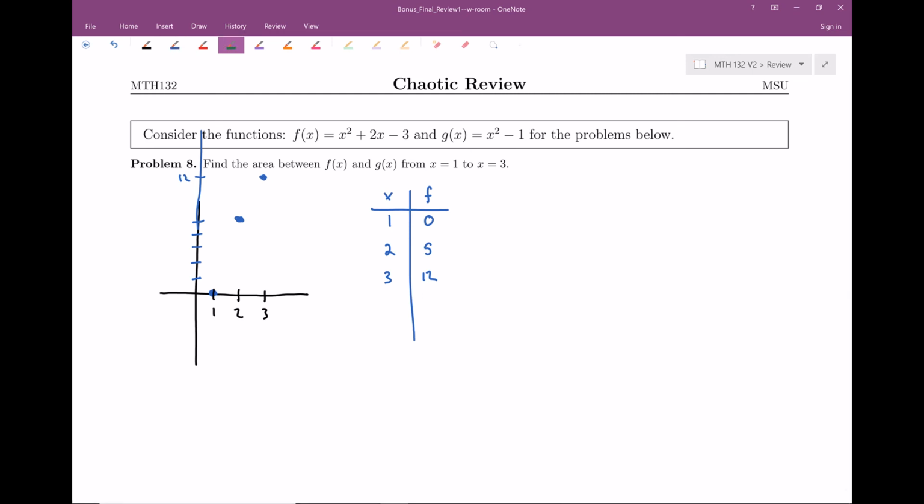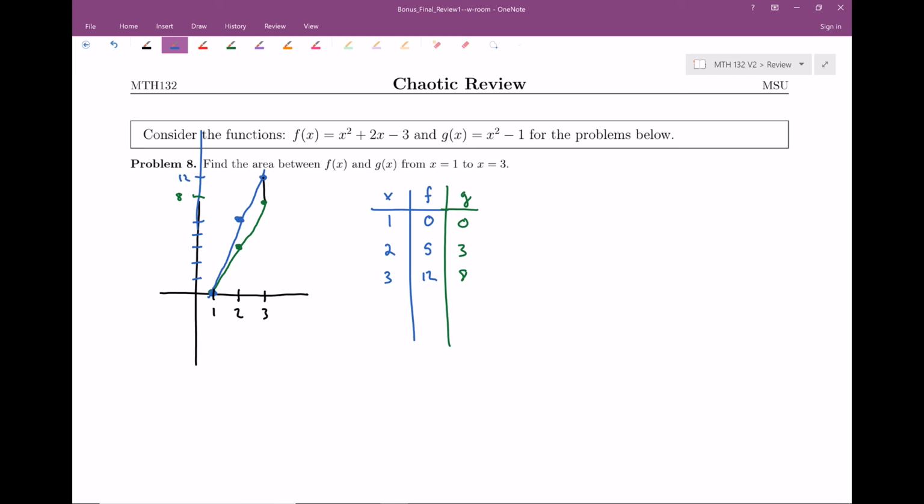Okay, how about the other function? I'm going to make another column here, and this is going to be g. If I plug in 1 into my g function, I'm going to get 1 squared minus 1. That's going to also be 0. How about if I plug in 2? 2 squared would be 4 minus 1. That would be 3. And then how about when I plug in x equals 3, I'm going to have 9 minus 1. That's going to be 8. So to me, it looks like this green function is always below this blue function. So g is smaller than f. This is not the best drawing, but this will work if it comes to an exam or something like this. We just need to know which one's on top versus which one's on bottom.